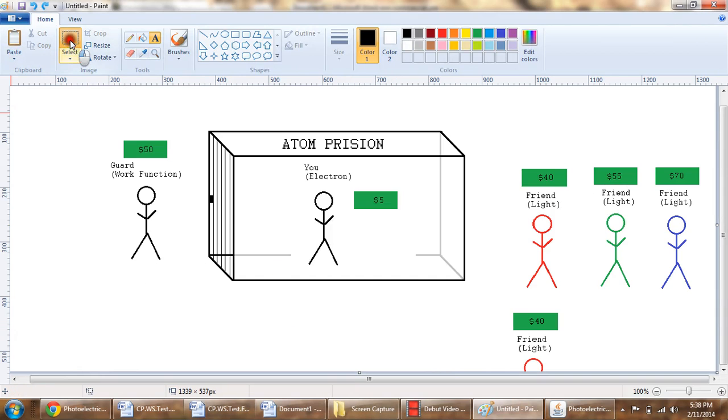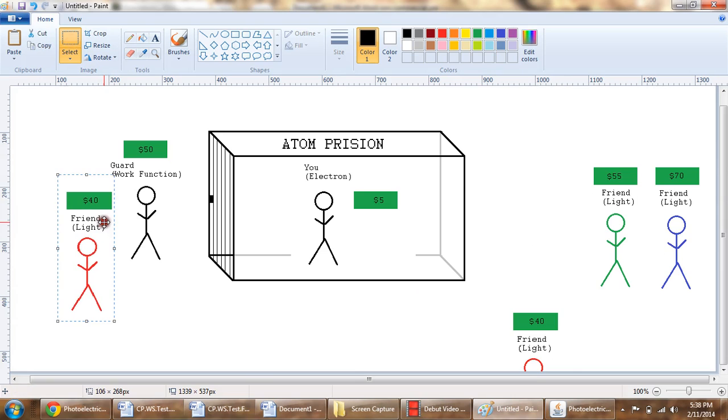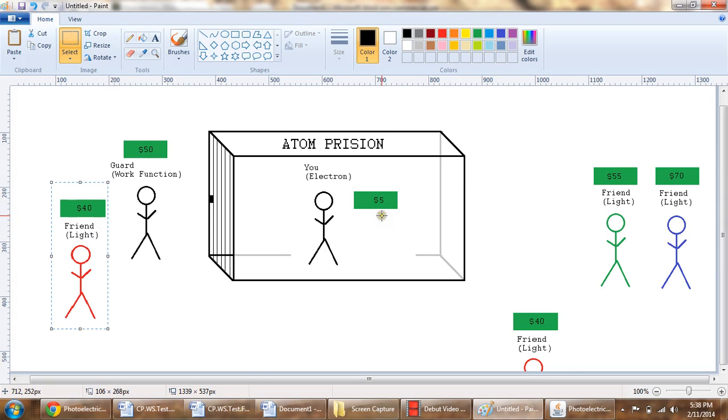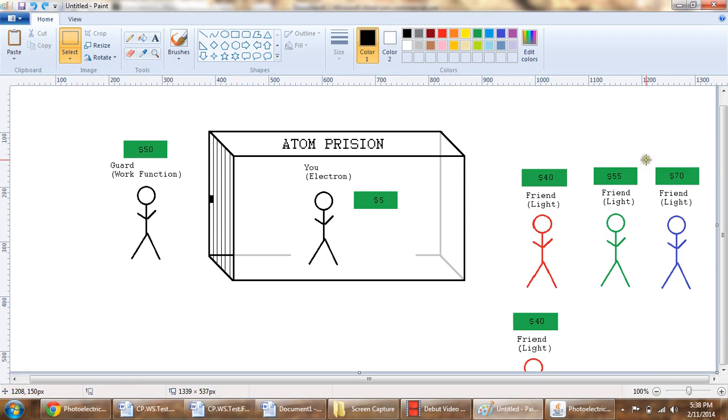Reset the scenario. Once again, red light friend comes over. "I got $40." Guard looks at you. That's 5. 40 and 5 is 45. He wants 50. No good.